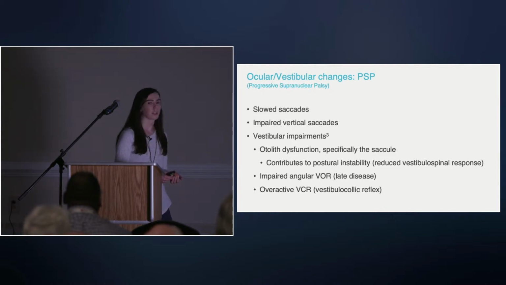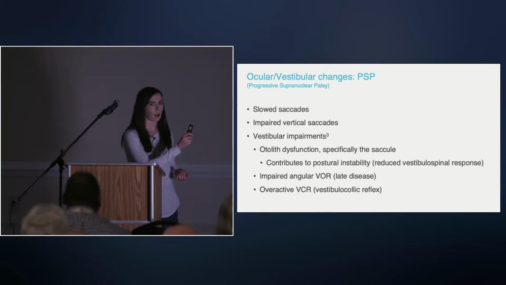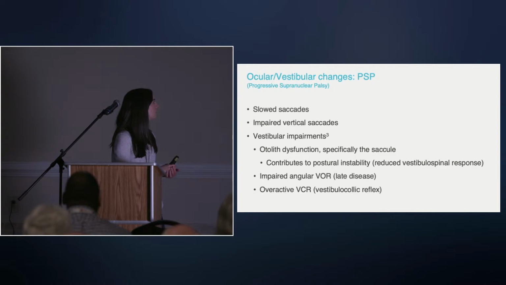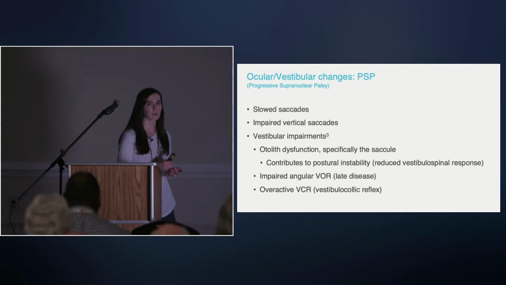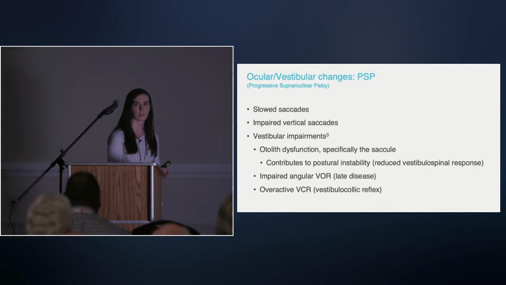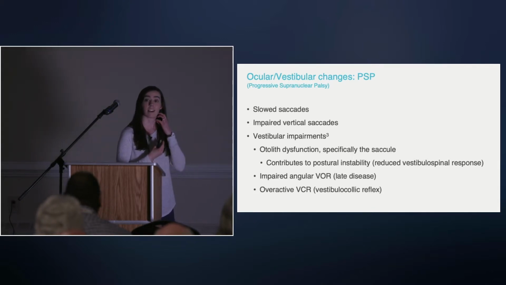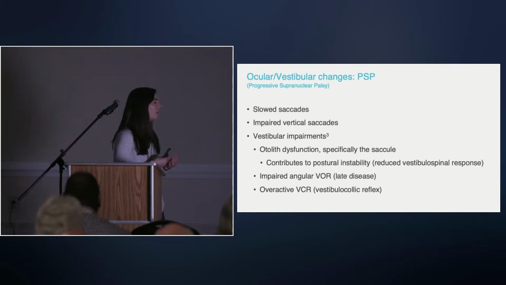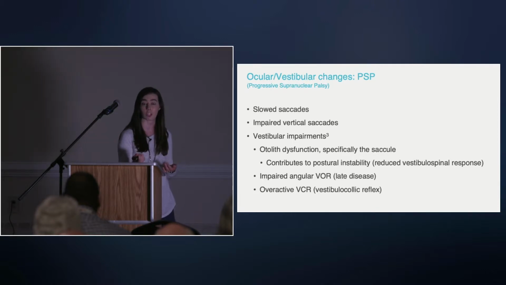We're going to have impaired angular VOR. So if we remember back, the angular VOR is what helps me keep my eyes on a target when my head's in motion. That usually happens later in the disease. And then an overactive vestibular colic reflex. So this is a reflex that connects my inner ear system to my neck. So essentially, if my inner ear system gets stimulated to the right, the vestibular colic reflex is going to tighten up some of the muscles on the left side of my neck. And if that's overactive, I'm going to end up actually turning my head opposite of where I want to look. Okay.